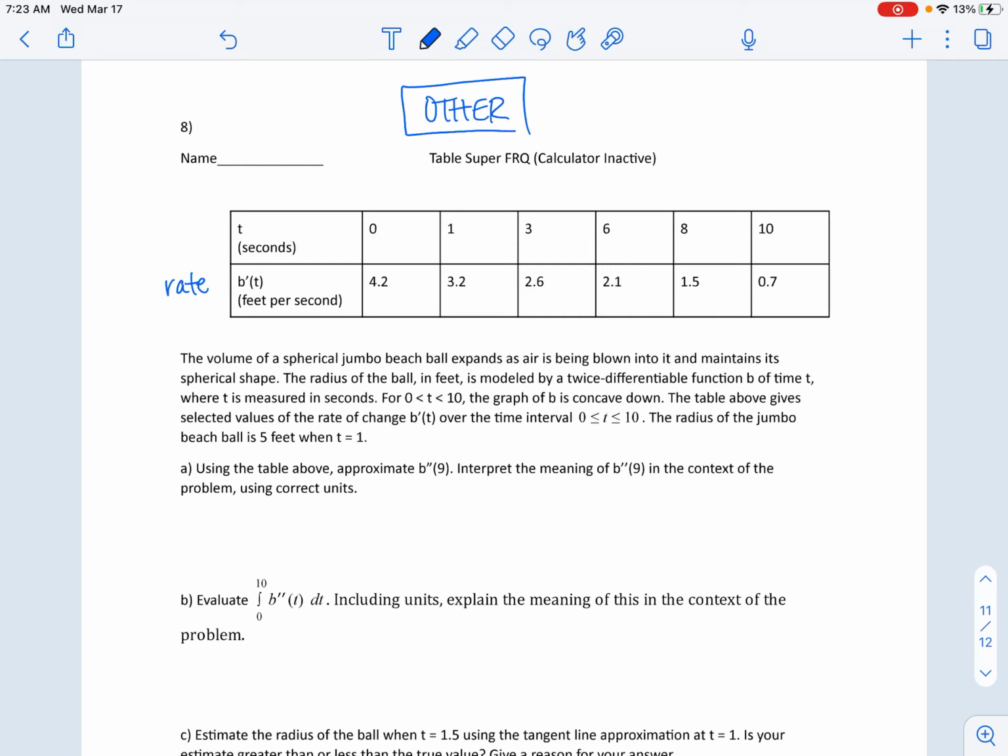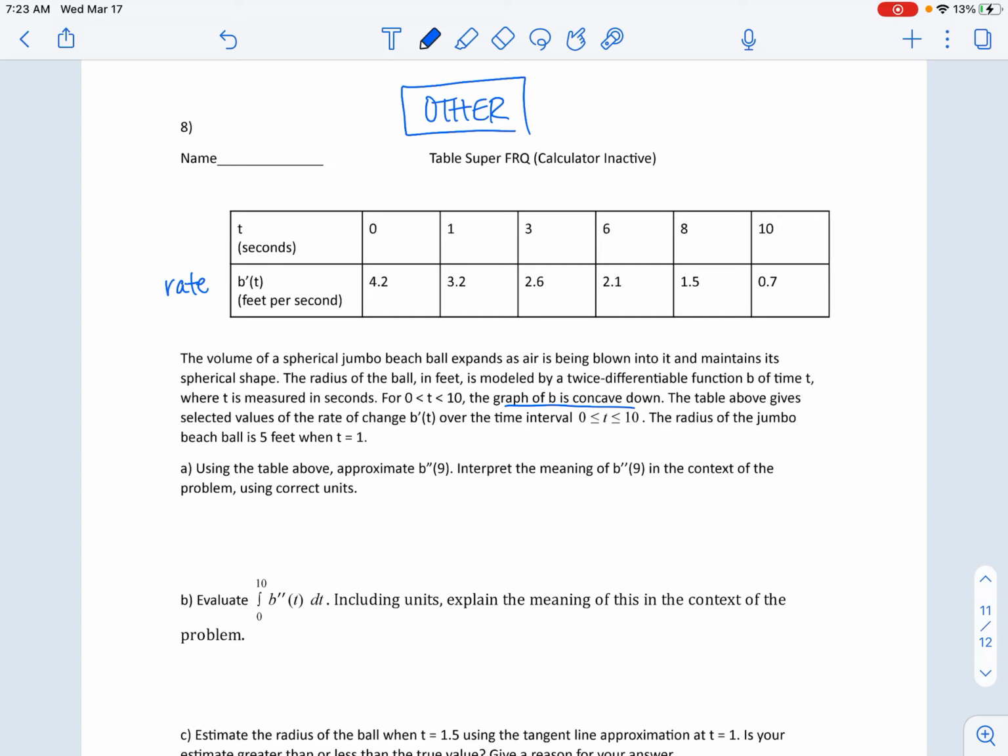The volume of a spherical jumbo beach ball expands as air is being blown into it, and it maintains its spherical shape. The radius of the ball in feet is modeled by a twice differentiable function B of time t, where t is measured in seconds, t is between 0 and 10. The graph of B is concave down.